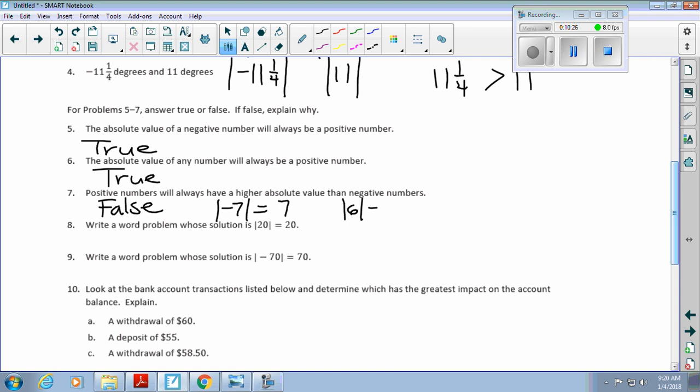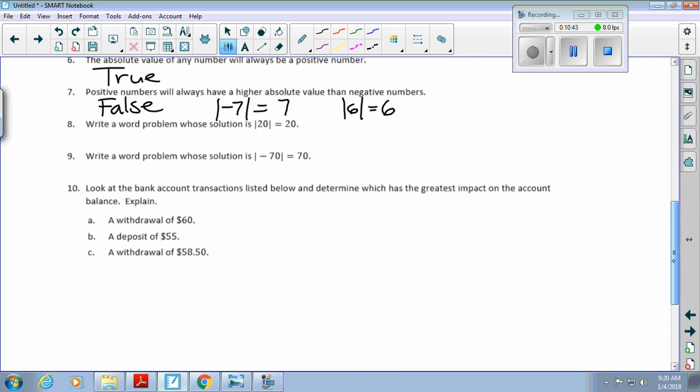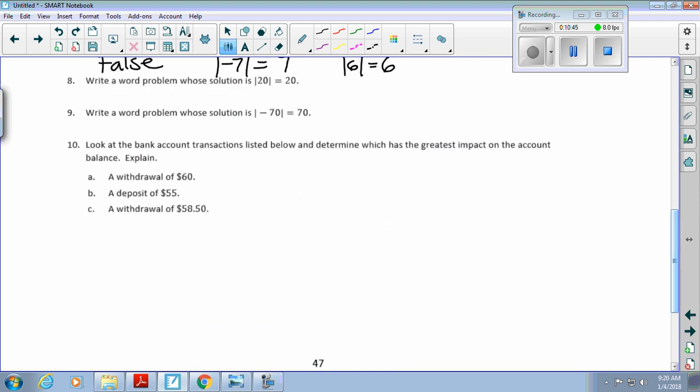But because we're looking at their absolute value, this is a positive number with an absolute value of 6, which is definitely smaller than this negative number's absolute value. Because again, we don't care if it's negative or positive, we're just looking at how far away it is from 0. Nice example. All right, we're going to skip 8 and 9 because everyone's problem is going to be different. I'll pause it and go over that with the kids.